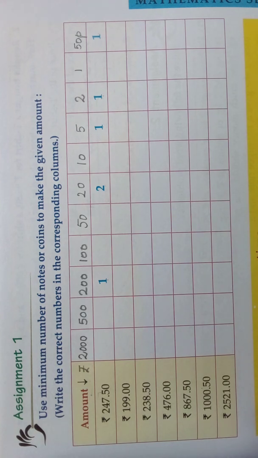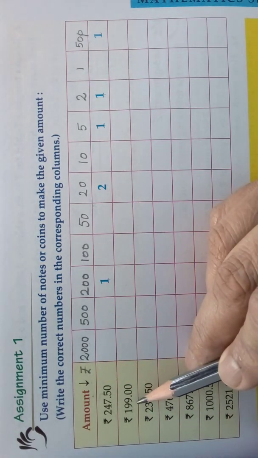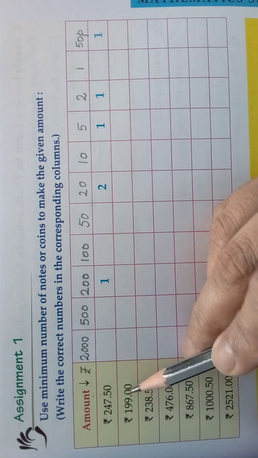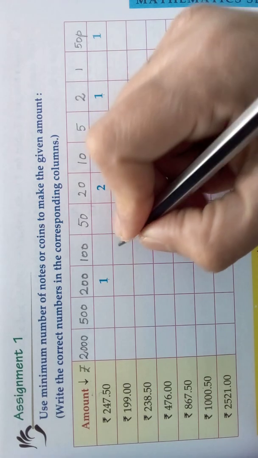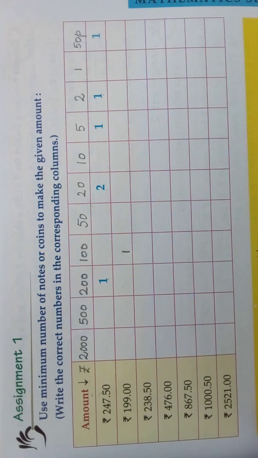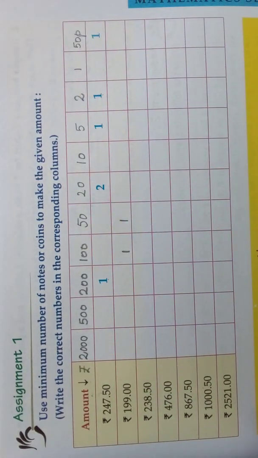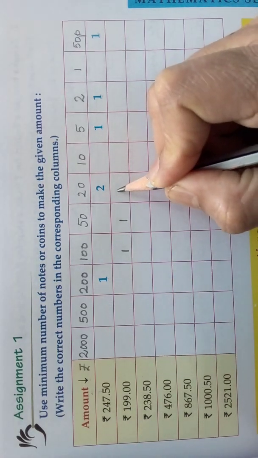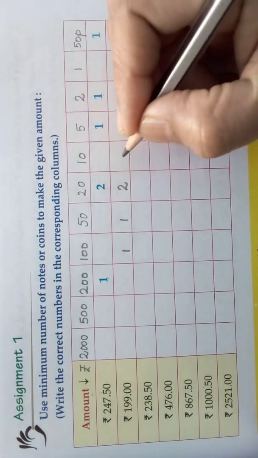So in this way we will do the next sum. What is the minimum number of notes and coins used to make 199 rupees? 199 rupees means I will take a 100 rupee note, and a 50 rupee note, and after that I will take two 20 rupee notes, and one 10 rupee note.